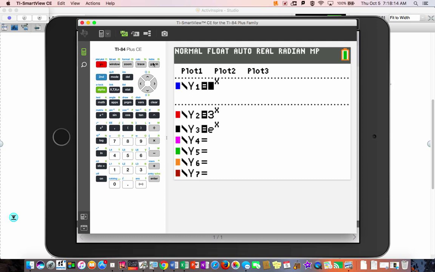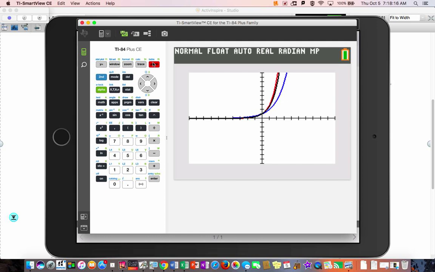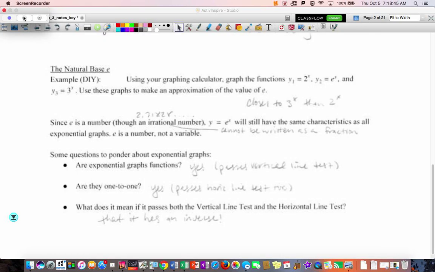So going back to the graphs, we're supposed to ask the questions, are the exponential graphs functions? Yes, they pass the vertical line test. Are they one-to-one? Yes, they would pass the horizontal line test. And what does it mean if it passes both the vertical line test and the horizontal line test? Remember, it'll have an inverse. So exponential functions will have an inverse function is what that's telling us.